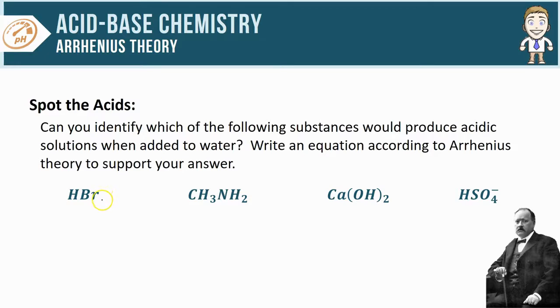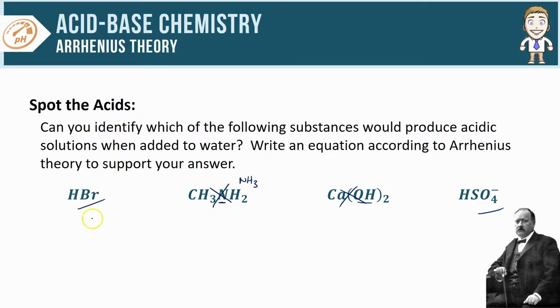Out of these 4, there are 2 particles that will produce acidic solutions in water, HBr and HSO4-. Calcium hydroxide contains hydroxide ions, so it will clearly function as a base. And you might have spotted that CH3NH2 contains nitrogen and looks a whole lot like ammonia, NH3. Substances like this will not function as acids and will instead function as bases.